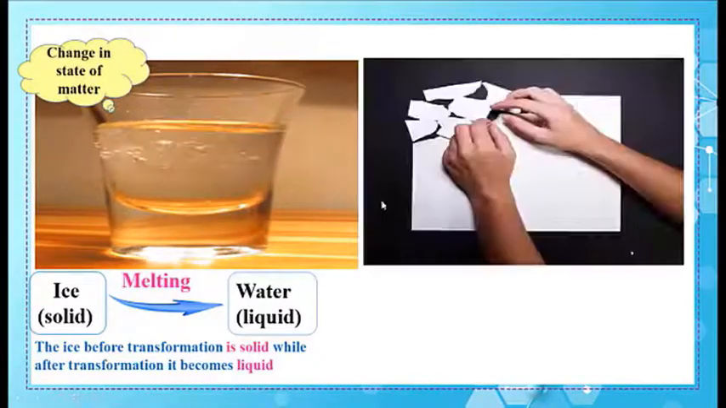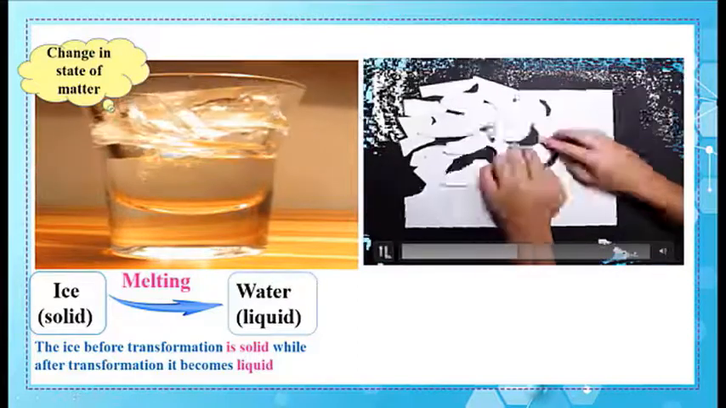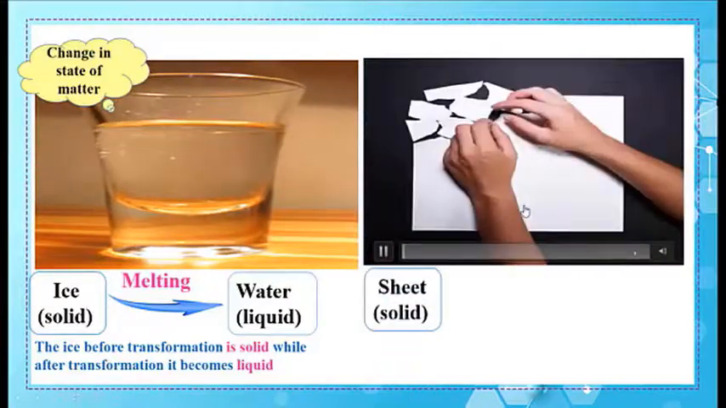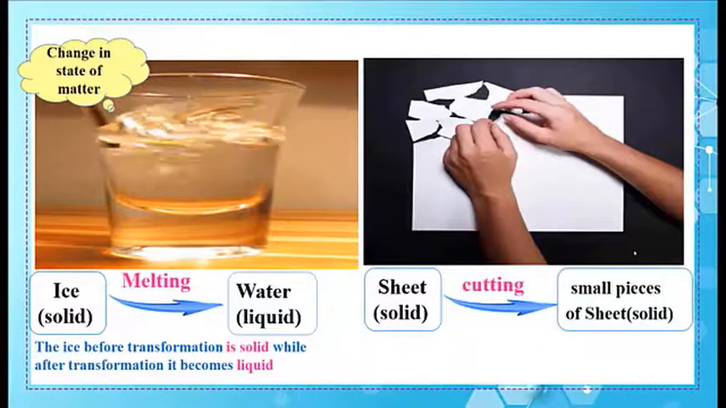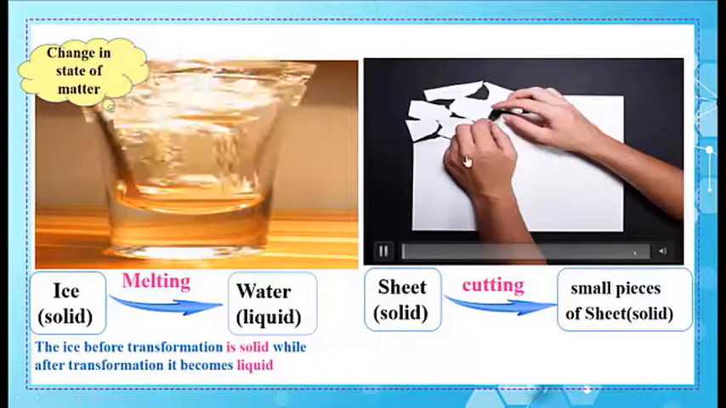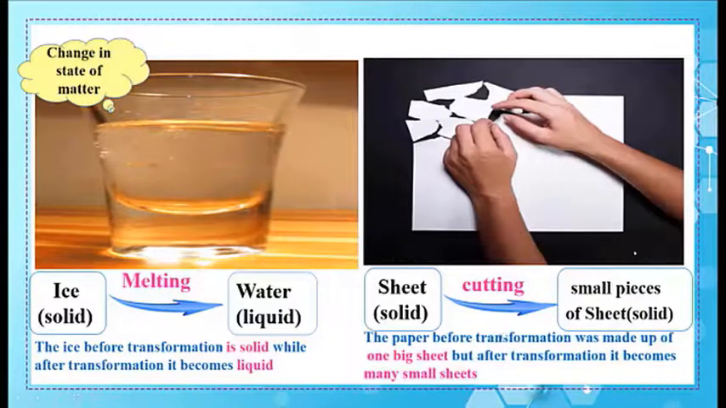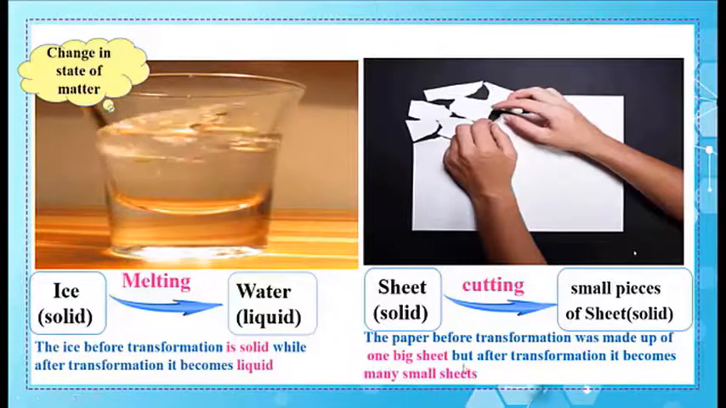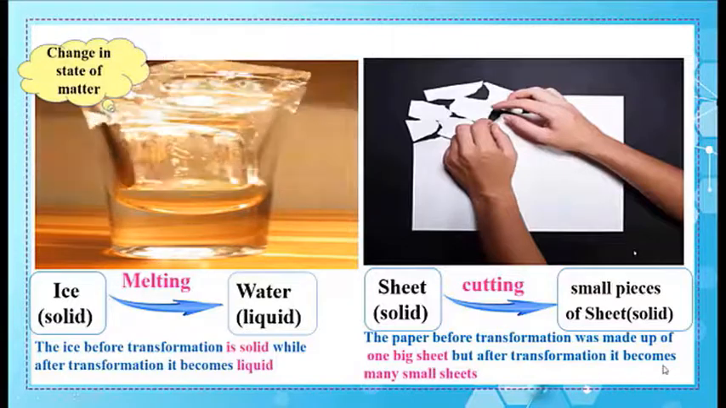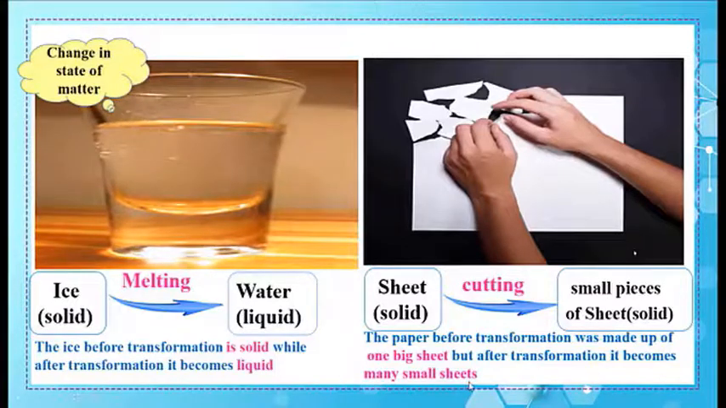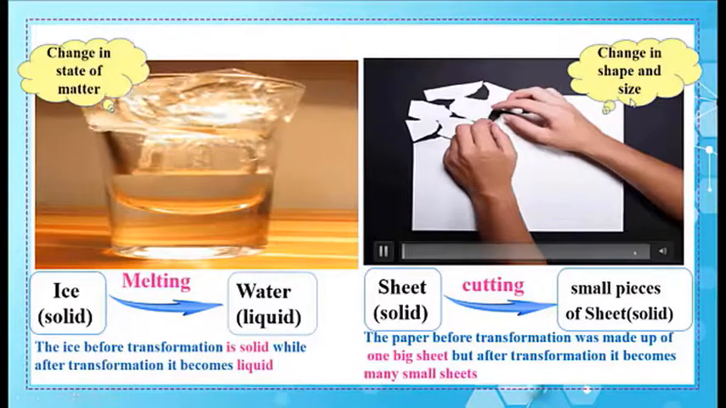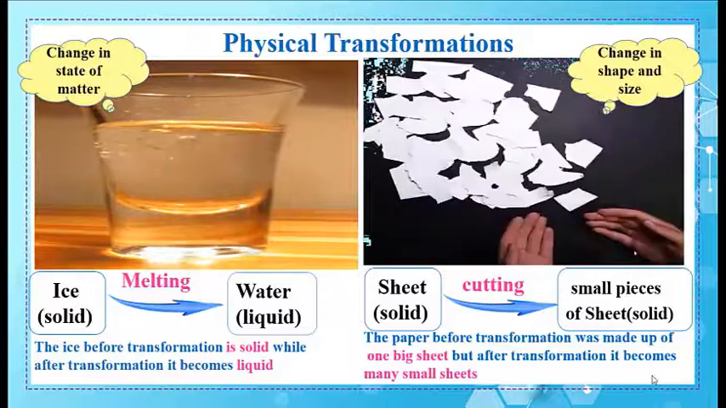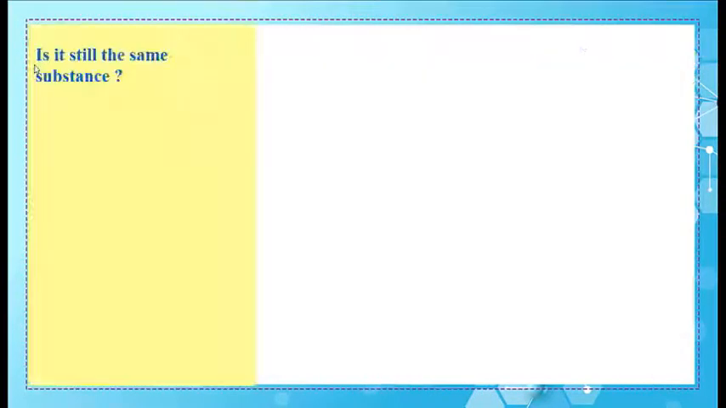Let's take another example. I have one big paper and I'm tearing it down. Yes, starting from one big sheet, upon cutting, it turns into small pieces of sheet. Here, the paper before transformation was made up of one big sheet, but after transformation, it becomes many small sheets. And the change in what? Think. Good. A change in shape and size. These are considered as physical transformations.